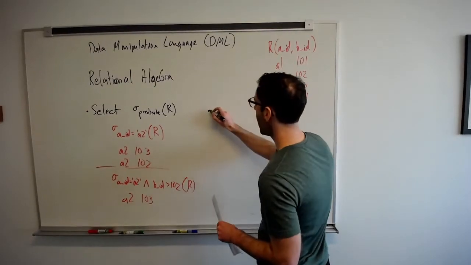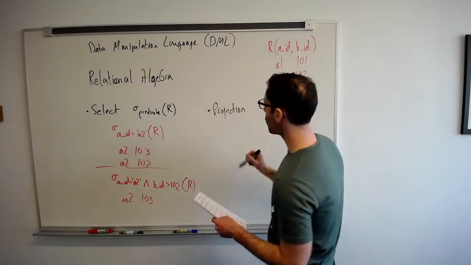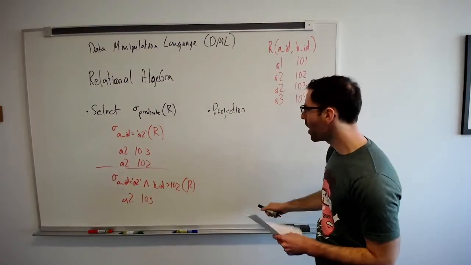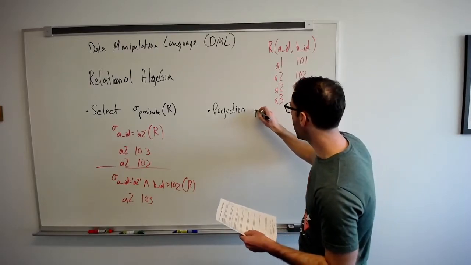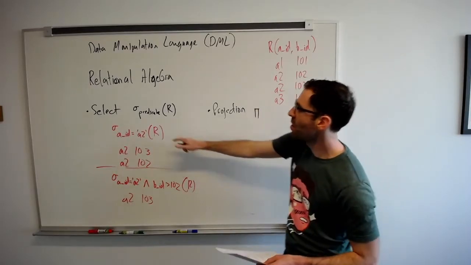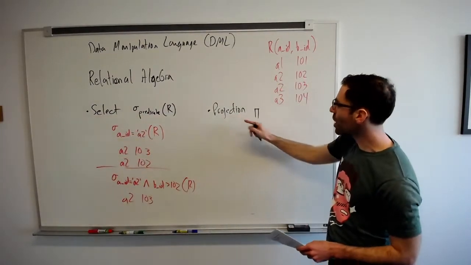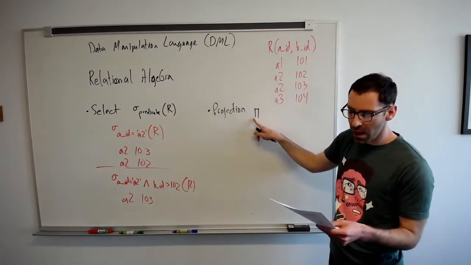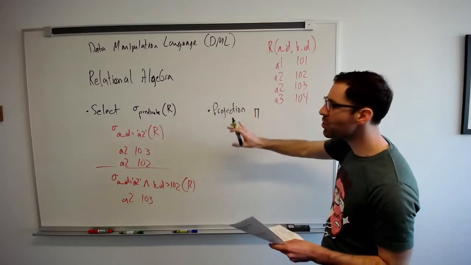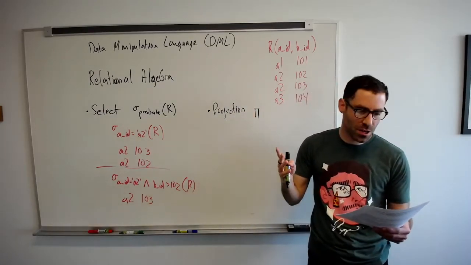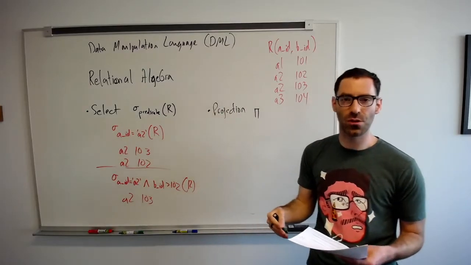We also have a projection operator, and I guess sigma starts with S for select. Our projection uses the capital pi as the notation, and projection is going to take a relation and output a relation with only the specified attributes.